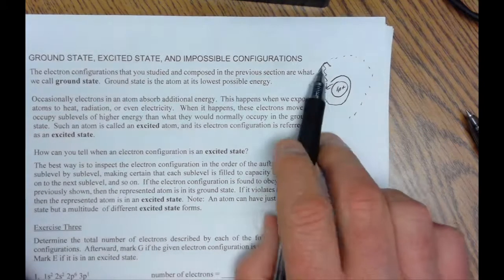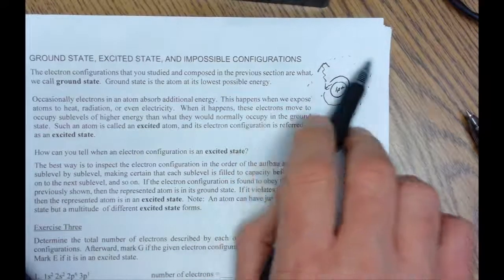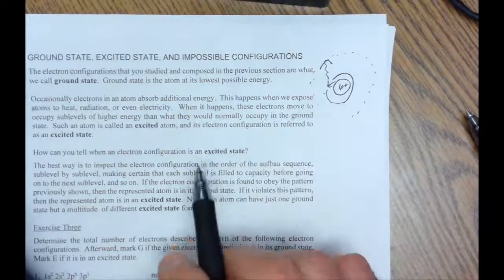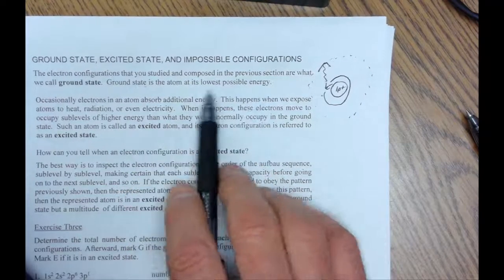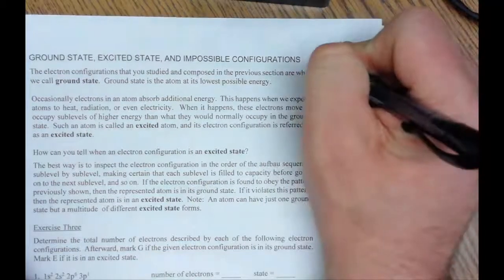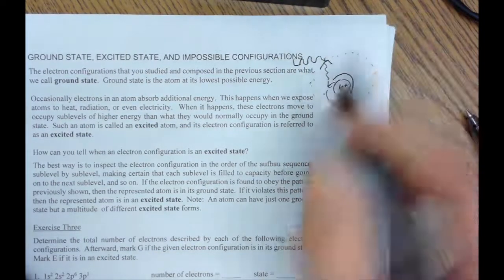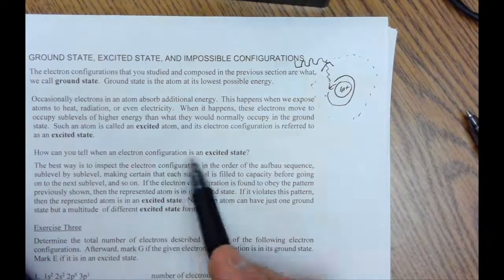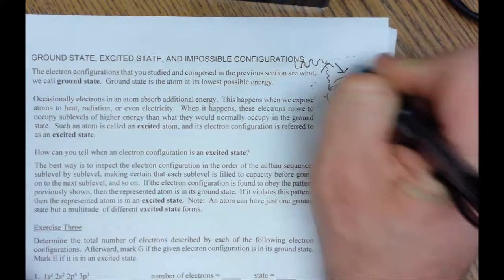And here's the thing, as it jumps up, it occupies a space that's further away from the nucleus, but it can't stay there forever. It's going to end up going back down to its ground state, or its lowest possible energy. So it will release that energy in the form of a photon, basically an electromagnetic wave. It emits that, and then it drops back down to ground state.